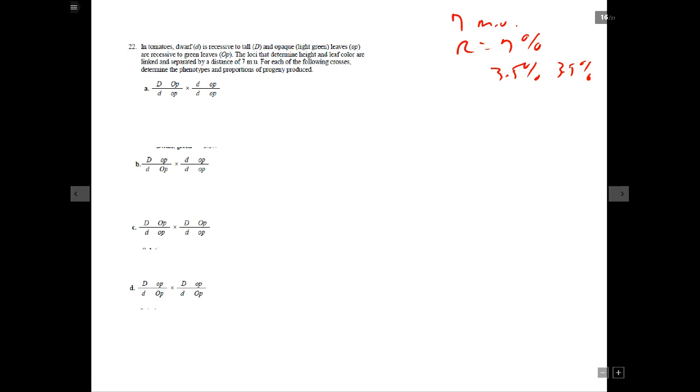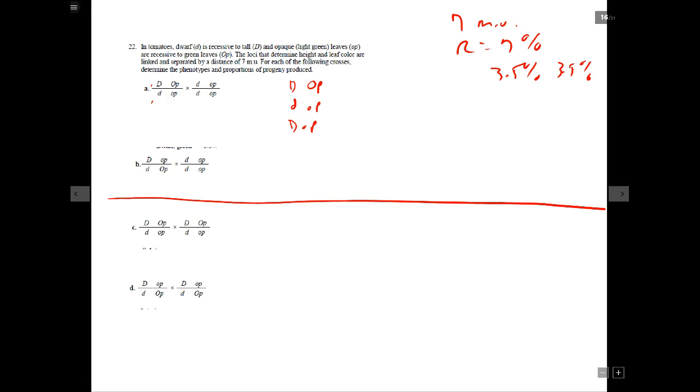Alright, so these are all, oh boy, these are hard. The top two are easy. These are test crosses. In this test cross, we got big D and big OP are the parents, and little d and little op are the other parents, because that's how they start out together. Then big D, little op is a recombinant, and little d, big op is another recombinant. So parent, parent, recombinant, recombinant.